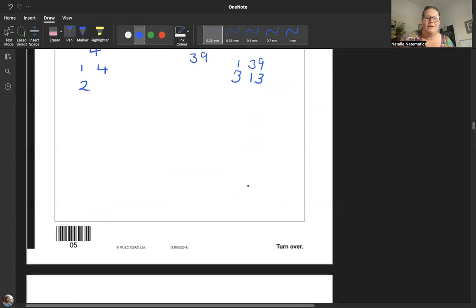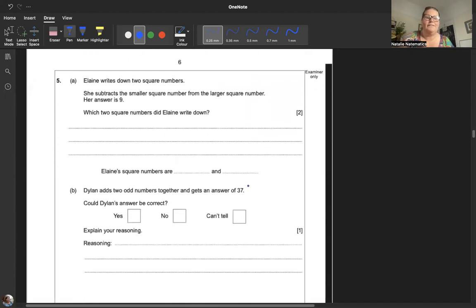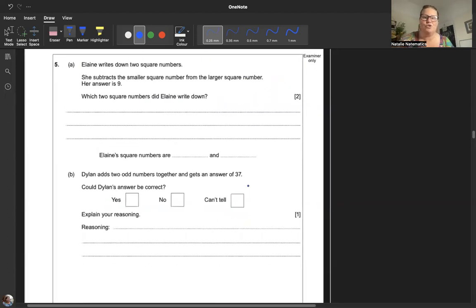Okay, right. Number 5. Elaine writes down 2 square numbers. First question for you now is, what is a square number? Okay, so a square number is when you multiply a number by itself. So 1 squared would be 1 times 1. And you've got your calculator. So 1 times 1, 2 times 2, 3 times 3, a million times a million.